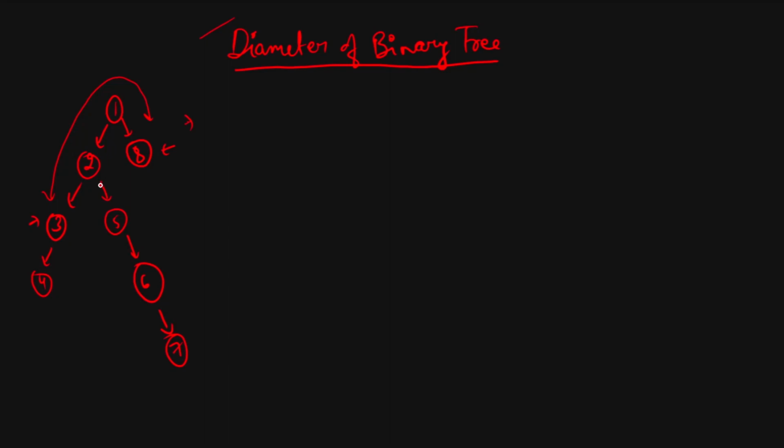Now we have to find the maximum distance between any two nodes. If we see this 4 and this 7, what is the distance here? 1, 2, 3, 4, 5. So the distance is 5. You can see one more thing here: the diameter of a binary tree may or may not pass through the root node. In this case, our diameter is something like this, so it is not passing through the root.